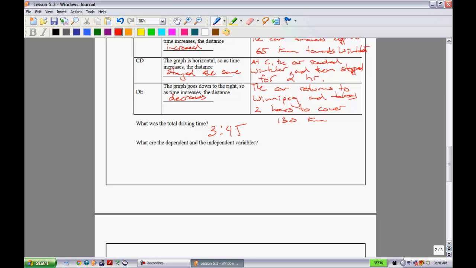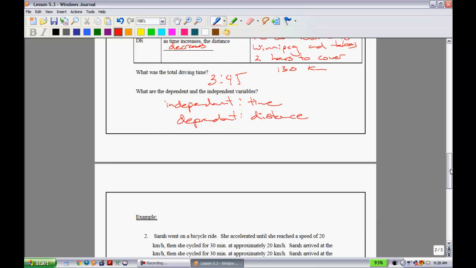What are the independent and dependent variables here? Well, is distance dependent on the time or is time dependent on the distance? Well, of course, our independent, whenever you're dealing with time, is time, and the dependent is the distance. All right, because it doesn't matter how far we go, it is always dependent on the time.